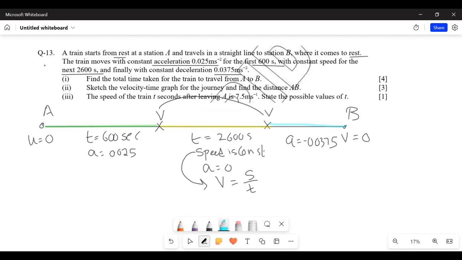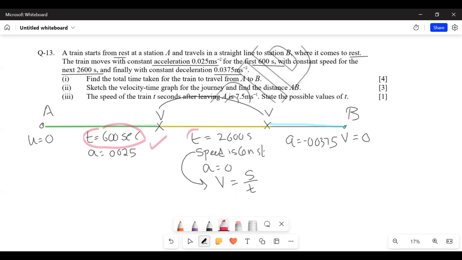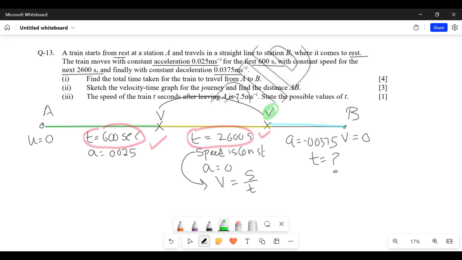All right, so we know the time in this part of the journey already, 600 seconds. We know the time in the second part of the journey as well, but we don't have the time in the third part of the journey. So for the third part, we know two parameters. We know the acceleration. We know the final speed V. We need one more value so that we can apply equations of motion and find T from there. T is question mark. But what can we find for this blue part of the journey that can help us in finding T? We should be able to find this speed, V, which is the same as this speed.